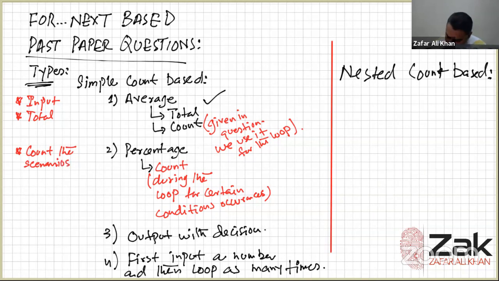All right. And find percentage of it. Let's say input a number and tell us how many times, what is the percentage of numbers less than 5 and what is the percentage of numbers greater than or equal to 5.